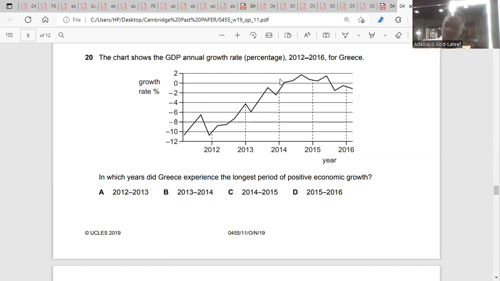So it's C. Number 20, right? That's number 20, right? C, yeah.